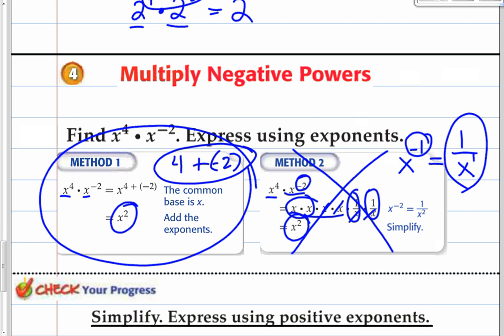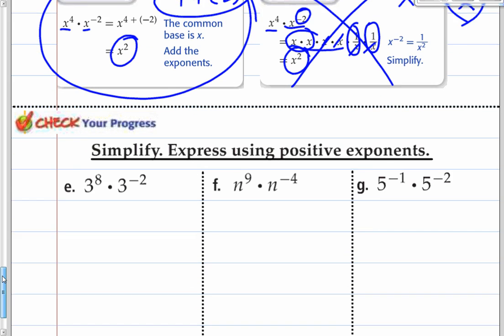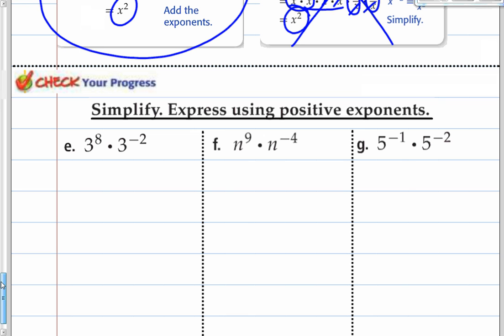Your turn. Go ahead and pause the video if you like. Try these on your own. See if you come up with what I get right here. I'm going to do these in red. So we got 3 to the 8th power times 3 to the negative 2 power. They want us to simplify, but they want us to express using positive exponents. We got to make sure that at the end we don't have any negative exponents in our answer. So let's take a look.